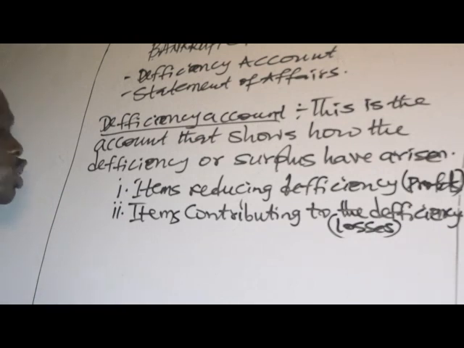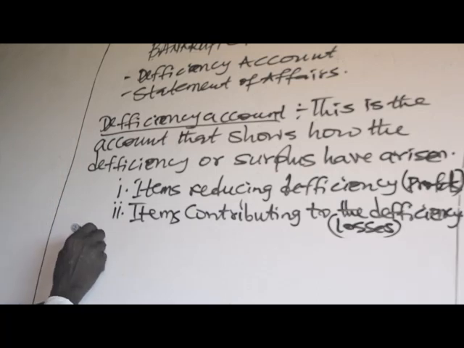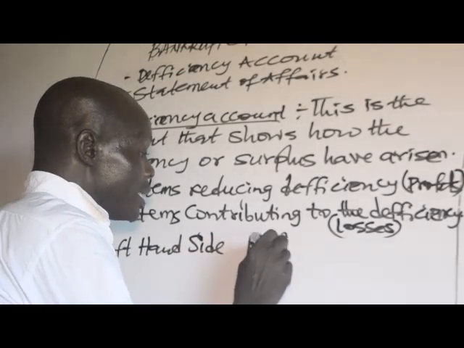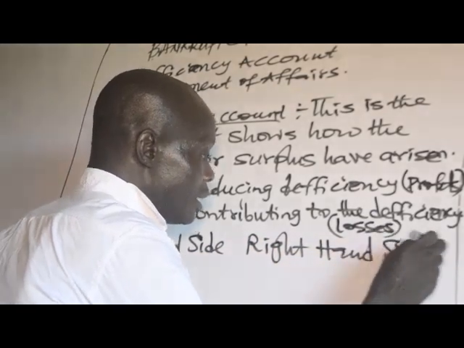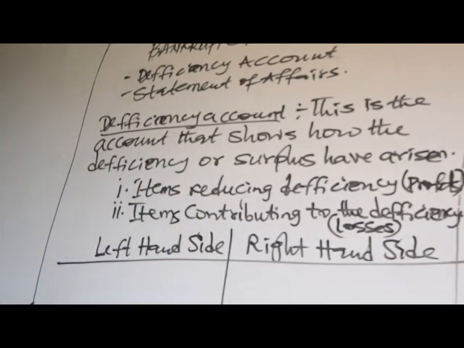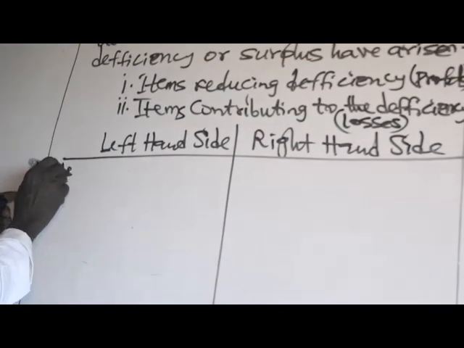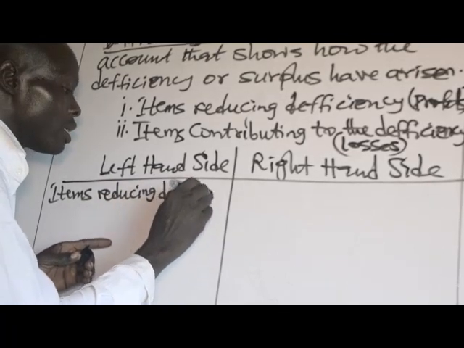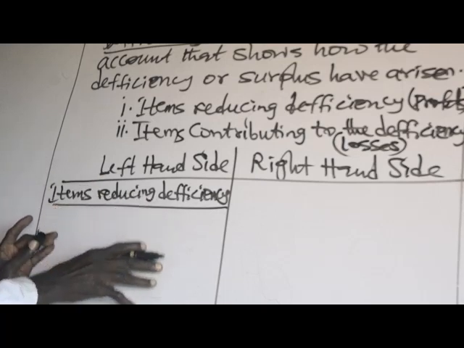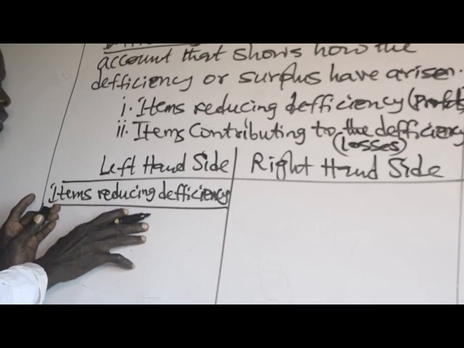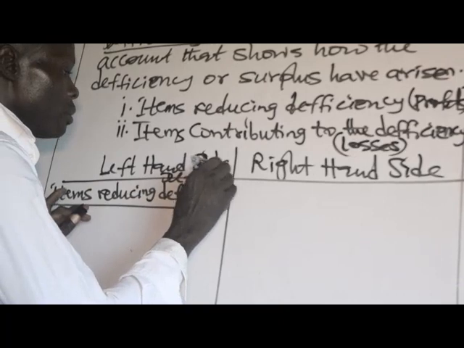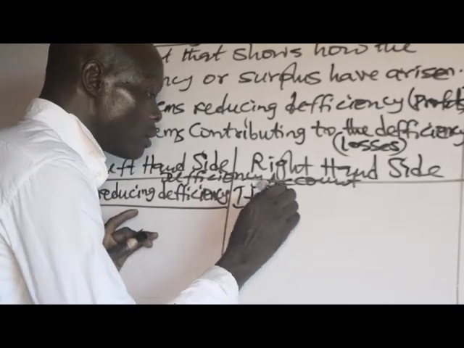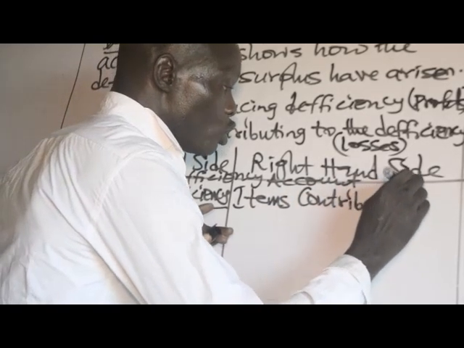Now, there are two sides to the deficiency account. We have the left-hand side and the right-hand side. At the left-hand side, we have items reducing the deficiency. They are the items that will be contained at the left-hand side of the deficiency account. And at the right-hand side, we have items contributing to deficiency.